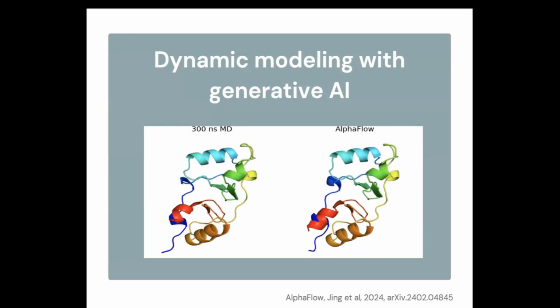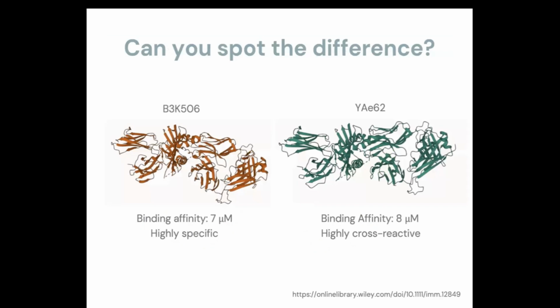Let me start by showing you these two T-cell receptors. These two TCRs bind the same epitope. Well, first of all, I will ask you if you can spot the difference. I certainly cannot. Both T-cell receptors bind the same epitope with pretty much similar binding affinity. One is highly specific, the other one is highly cross-reactive. So why is there this stark difference between them?